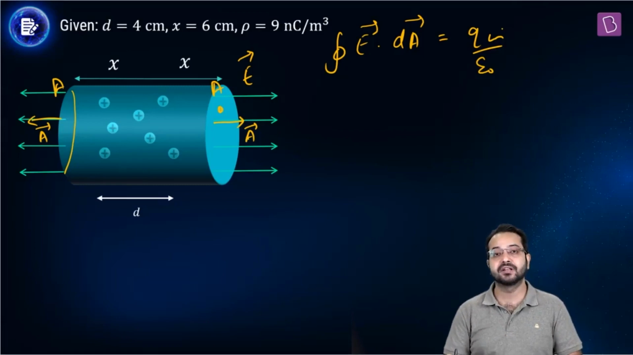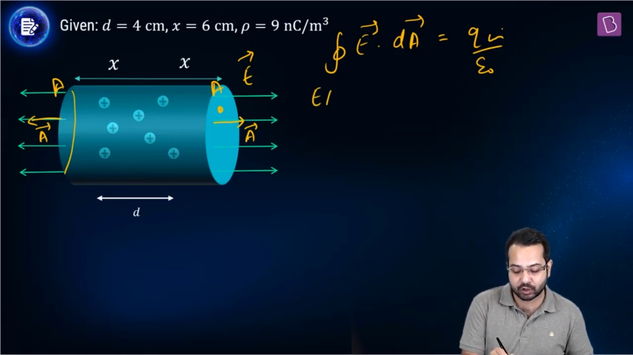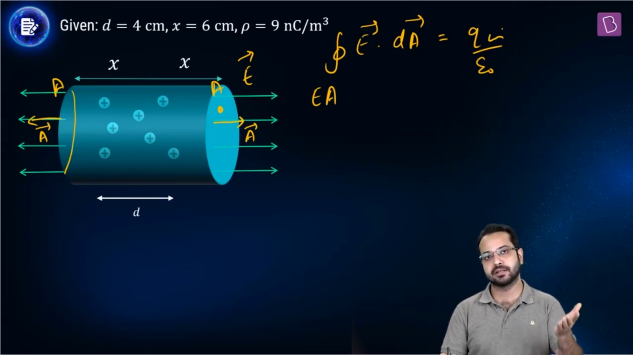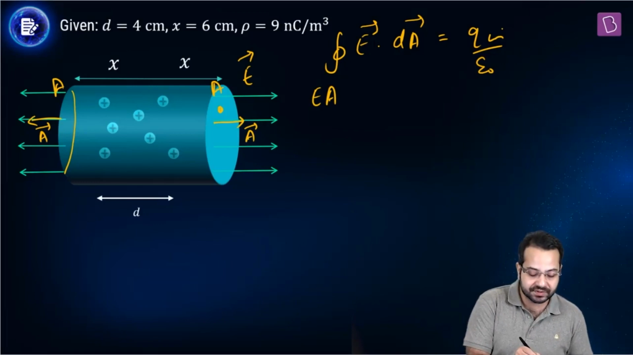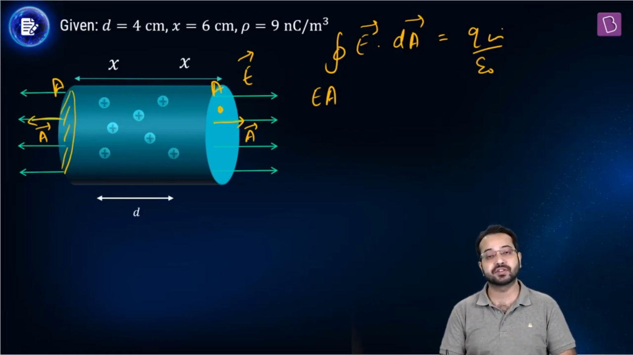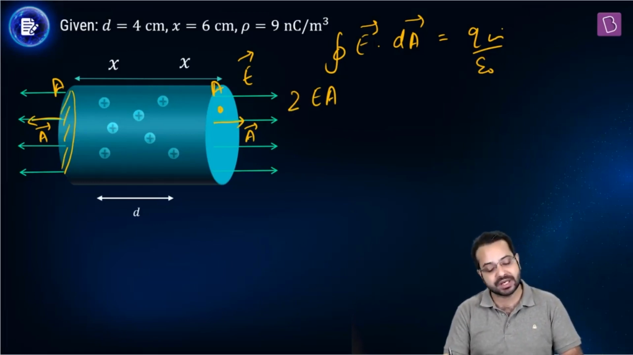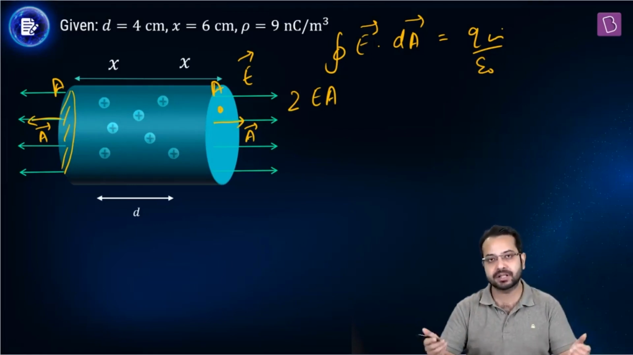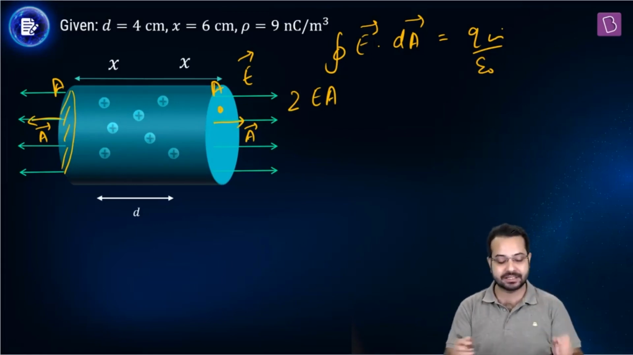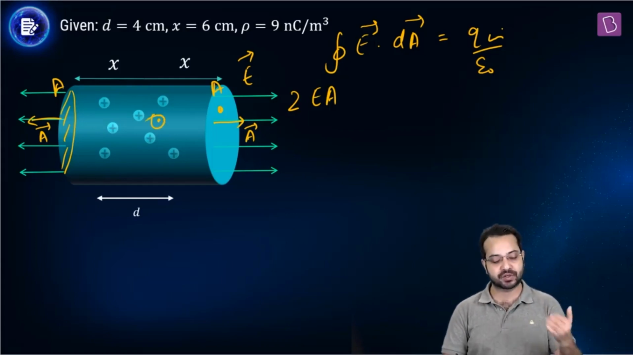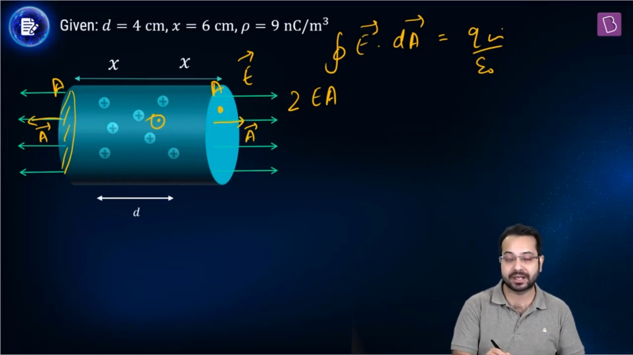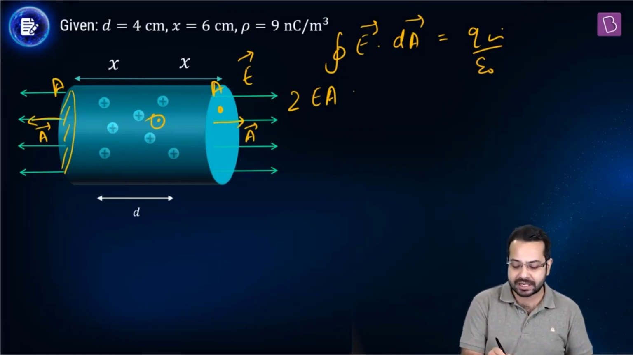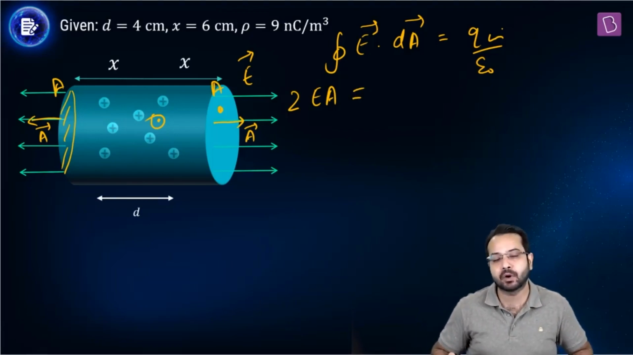Through this surface, the flux is going to be EA. Why? Because the angle between the electric field and area vector is 0 degree. Through this surface as well, the flux is going to be EA. So this becomes 2EA. And through this curved surface, what will be the flux? Yes, it is going to be 0 because the area vector is perpendicular to the surface, which means perpendicular to the axis, and the electric field is along the axis. So the flux is going to become 0. So the total flux is 2EA, equal to Q inside upon epsilon naught.